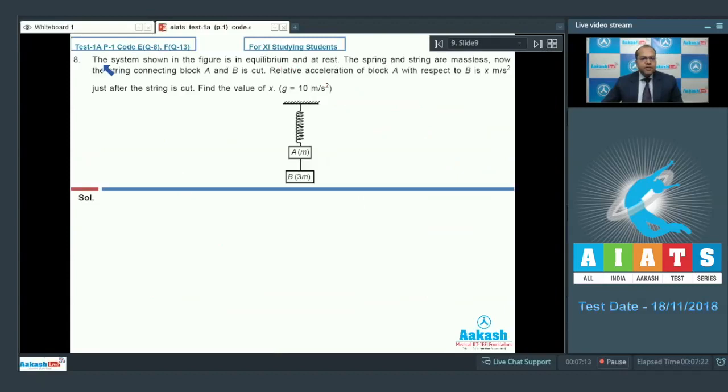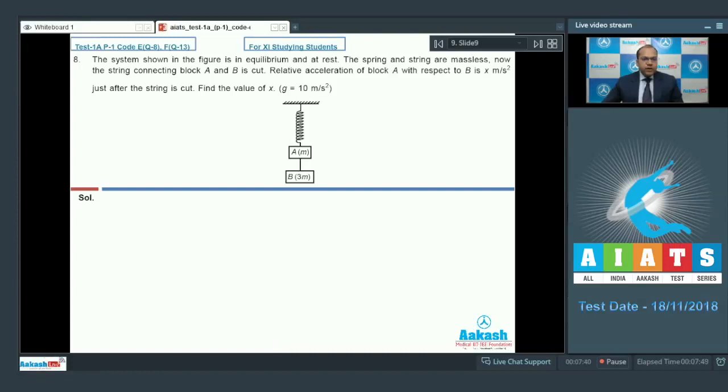In question number 8, the system shown in the figure is in equilibrium and at rest. The spring and string are massless. Now the string connecting block A and B is cut. The relative acceleration of block A with respect to B is x meter per second square just after the string is cut. Find the value of x.